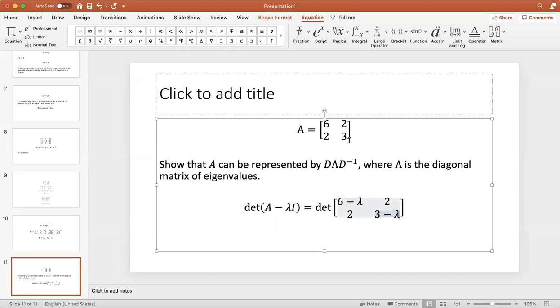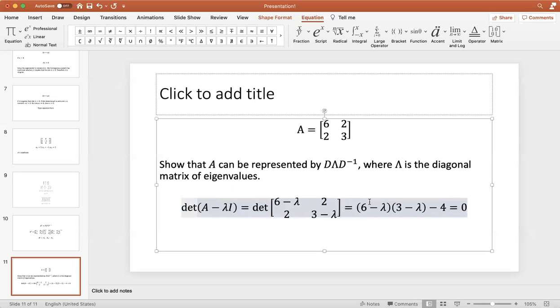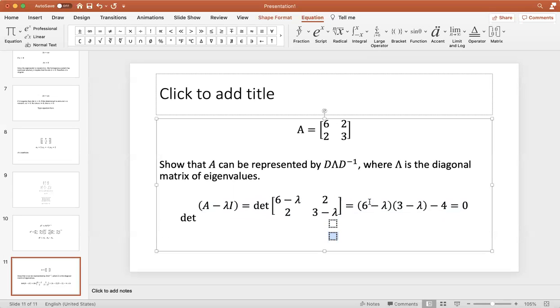And notice that this is a symmetric matrix. So that's one qualifier: you can use eigendecomposition if you have a symmetric matrix. Okay, so multiply this, you will get this determinant. So you'll have 6 minus lambda times 3 minus lambda minus 4 equals 0.